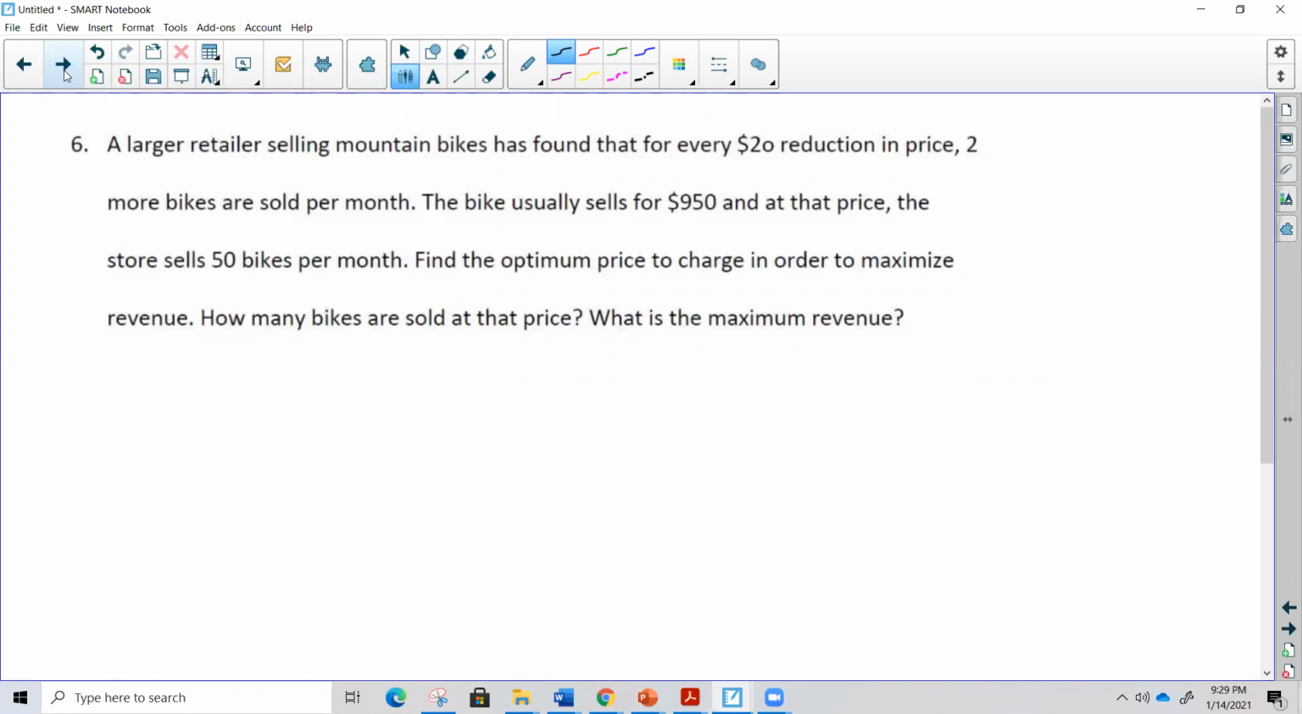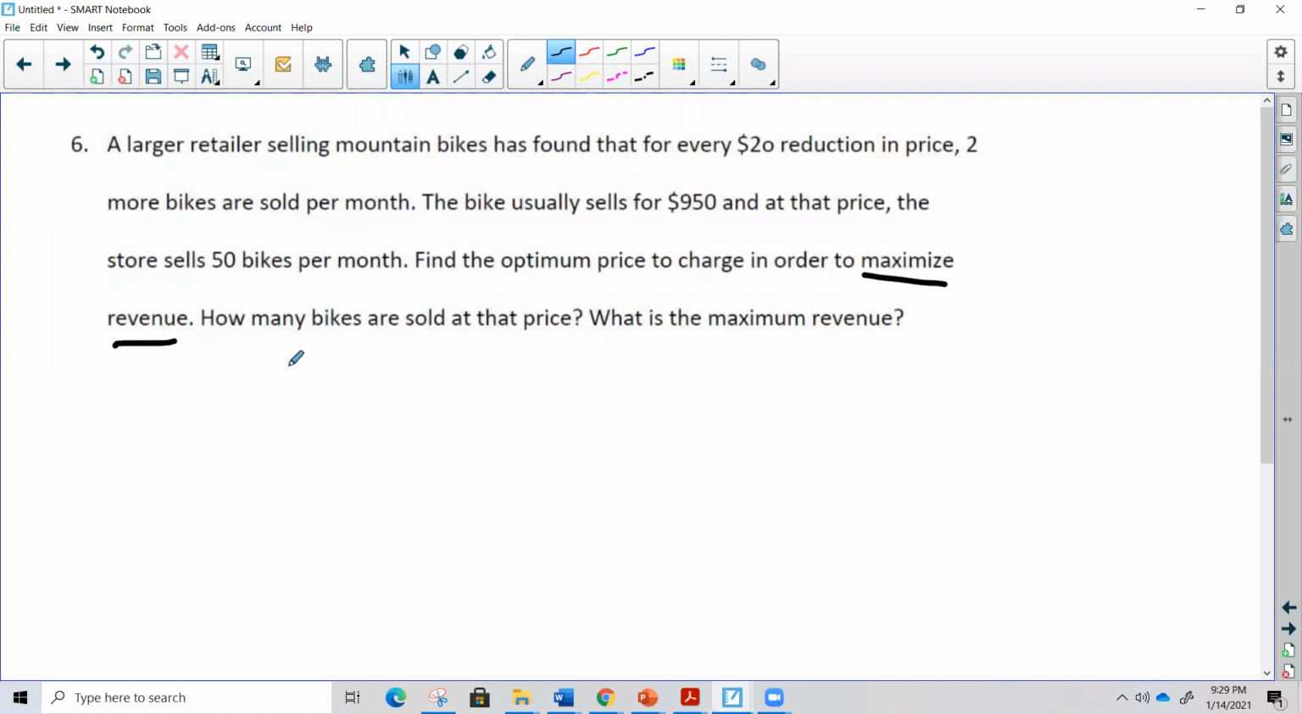And this question says that a larger retailer selling mountain bikes has found that for every $20 reduction in price, so this should really be a 0 instead of an O, 2 more bikes are sold per month. The bike usually sells for $950, and at that price, the store sells 50 bikes per month. Find the optimum price to charge in order to maximize revenue. How many bikes are sold at that price? What is the maximum revenue?